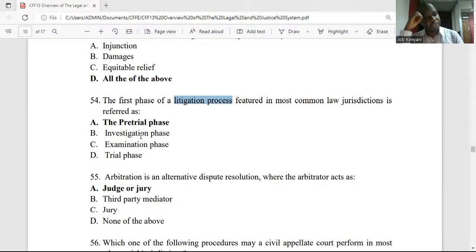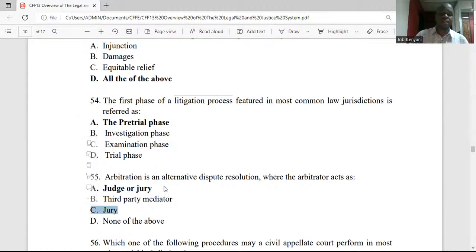Then question number 55: arbitration is an alternative dispute resolution where the arbitrator acts as a judge or a jury. He's the one who will give what we call an arbitration award. He doesn't act as a third-party mediator. I think this answer is the same as this one, so there's no difference. A judge or a jury, I think these are valid answers. He acts as a person who can give the final verdict, so judge or jury. He's not a third-party mediator. A third-party mediator is the one likely involved under mediation.